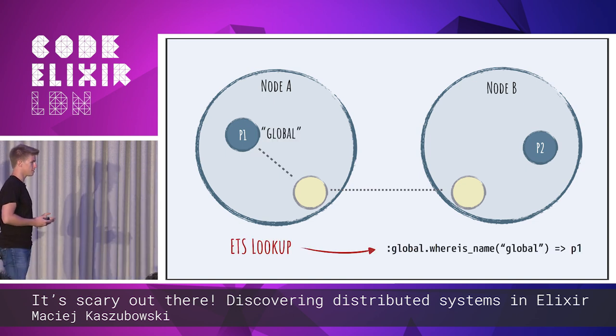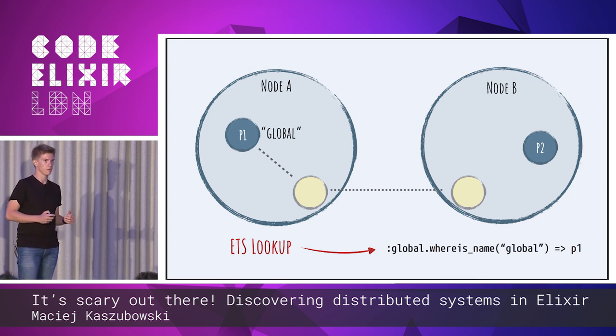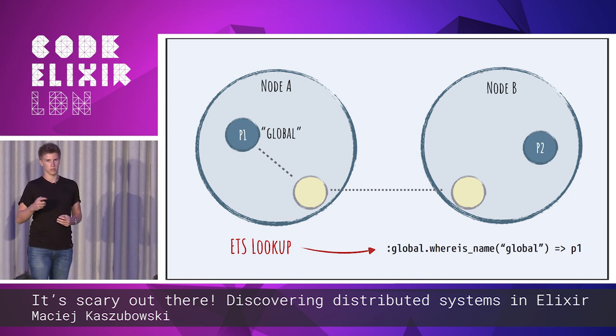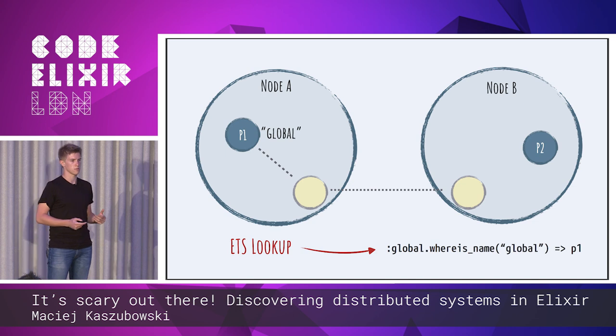And the nice thing is that this information is stored locally. Every node keeps an ETS table with all the names. So when you want to look up a name, you don't have to call any other node. You can do this locally, so it is fast.